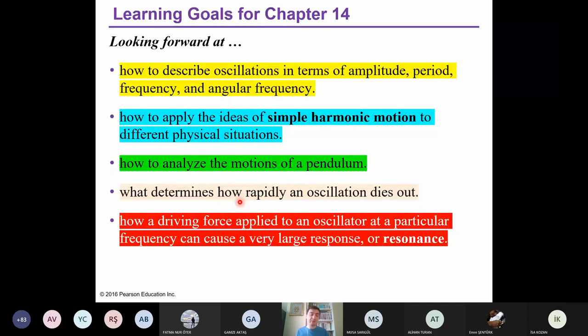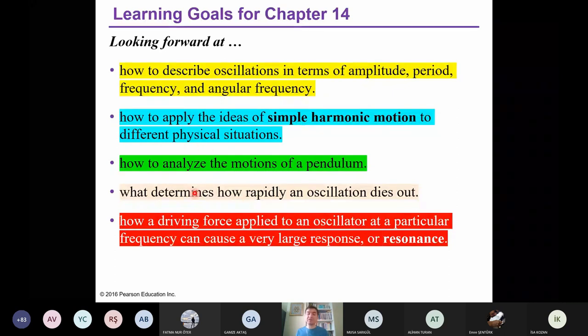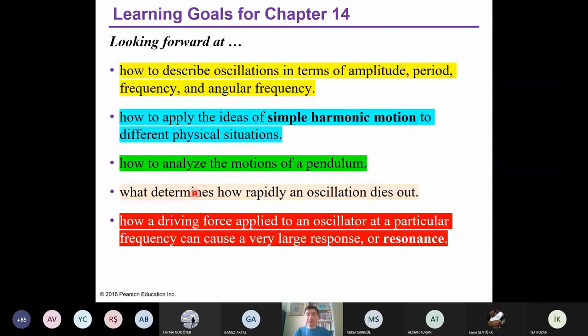We will also learn forced oscillations. In order to keep the oscillation constant, you have to apply certain forces. We will discuss all these things. Actually, it is a very simple lecture. We will go step by step and try to stay on the line.